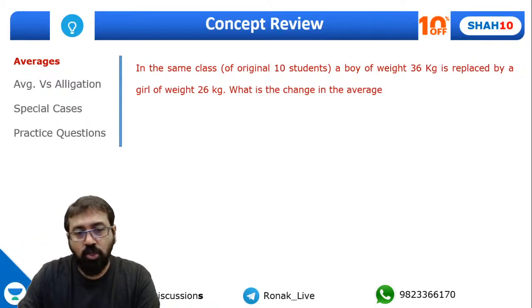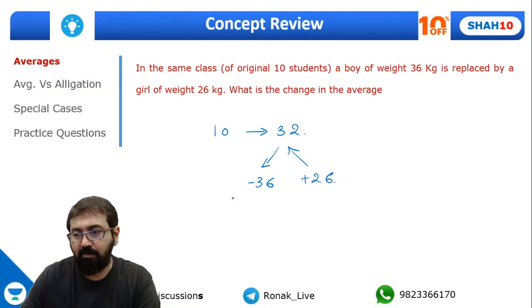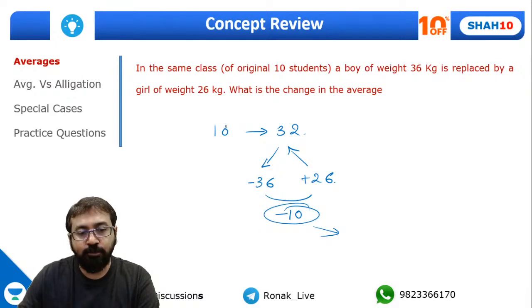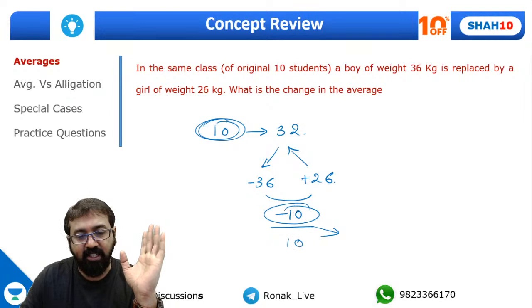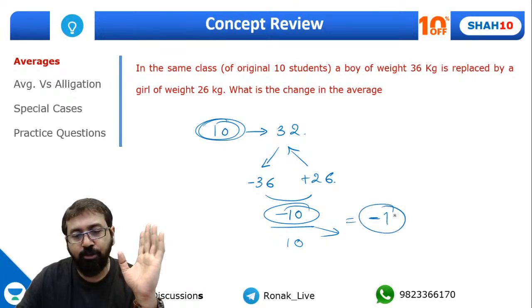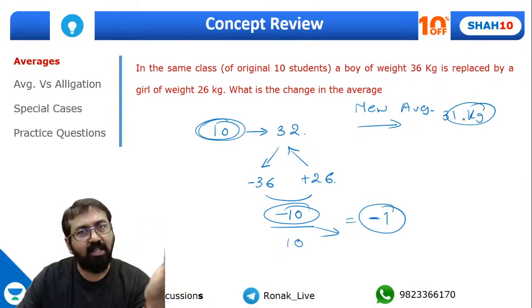In the class, there are 10 students and the average weight is 32 kg. Now a 36 kg student is going out and a 26 kg student is coming in. So what will be the change in average? Can I say because of this, 10 kgs are going outside? And the number of students will remain the same because it's a case of replacement. So the number of students in the class remains 10. So this 10 kgs is divided equally among 10 students, so average weight will reduce by 1. So the new average will be 31 kg, minus 1, correct.